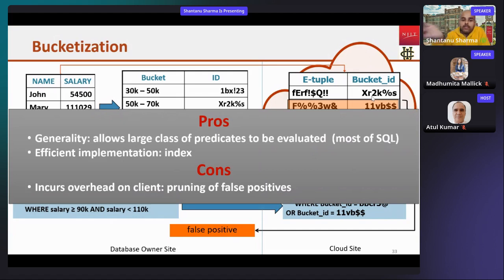On the positive side, these techniques let us execute most of the SQL queries because we are downloading only some part of the data instead of the entire data. Second, on the bucket ID part, the server can maintain the index by its own. There is no need for the database owner to build the index and then send it to the server. Simply, the server will consider this as an ID column, and it can create an index and it will work. Any update operation, the server can do by itself. So this is the advantage of this approach. However, there is some overhead, as I told you, that the DB owner needs to prune significant rows.